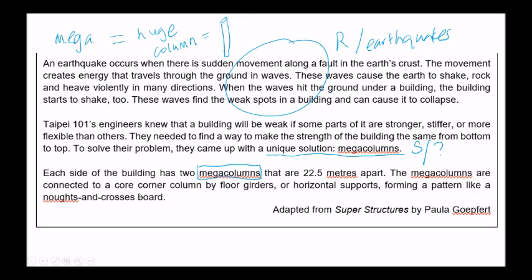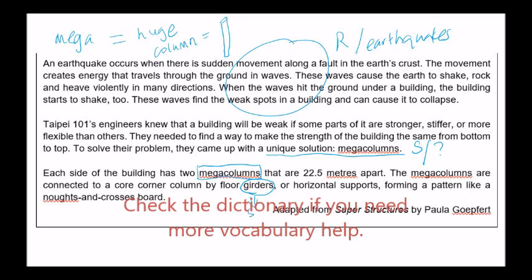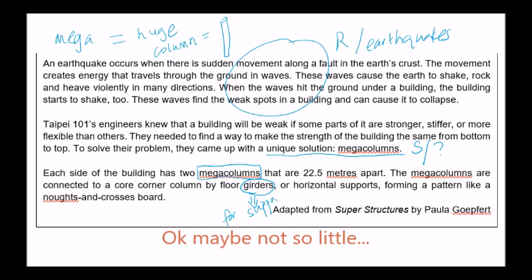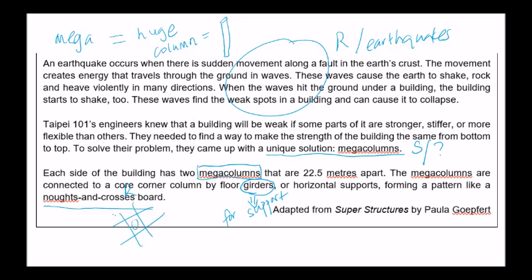The mega columns are connected to a corner column by floor girders. I know of girders. Girders are used for support. They are usually pieces of metal that we use to support the roof and also basically the structure. Okay, or horizontal supports forming a pattern like a knots and crossbar. A knots and crossbar means tic-tac-toe. It reminds me of tic-tac-toe. Right? But after reading all these, I'm still a little bit confused.